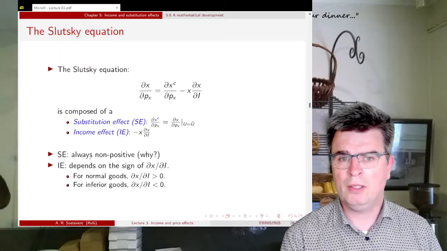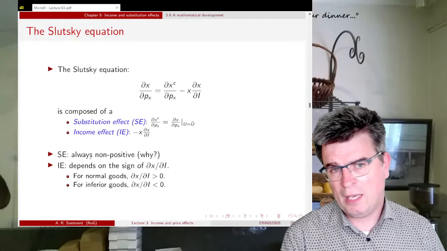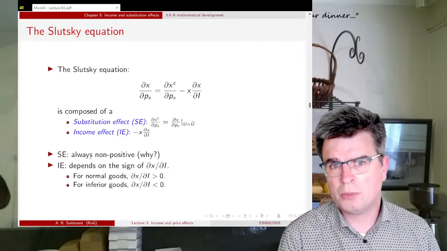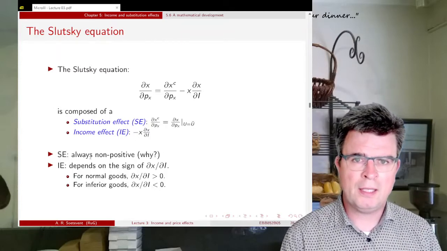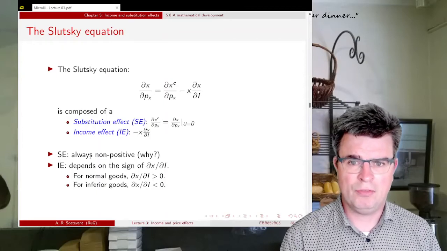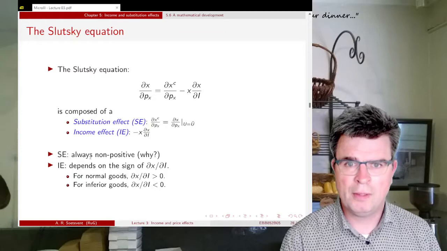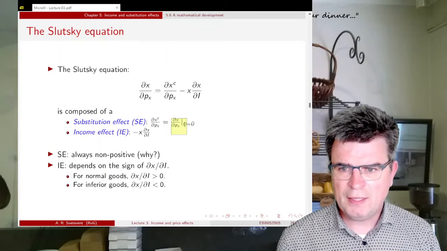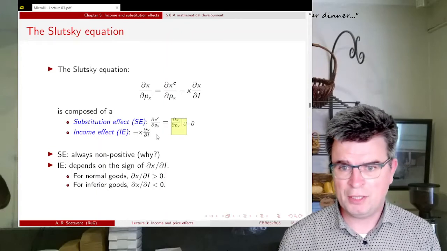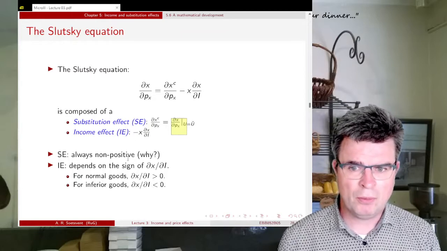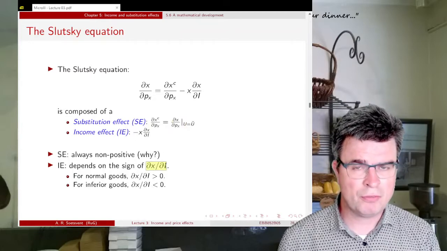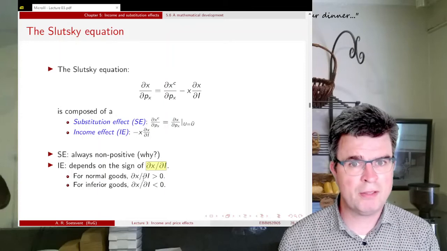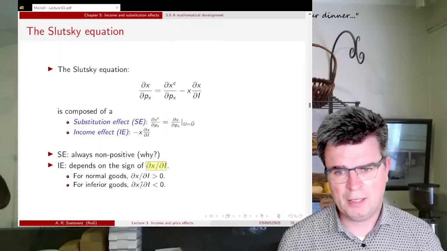In case of perfect complements, he cannot substitute away from the good that has become more expensive, so he will leave his consumption unchanged. The substitution effect is zero, but in all other cases the substitution effect will be negative, as the individual substitutes away from the good that has become relatively more expensive. So this term is negative or zero, and the income effect will depend on the sign of the partial derivative of our consumption with respect to income. So for normal goods it is positive by definition, and for inferior goods it is negative.